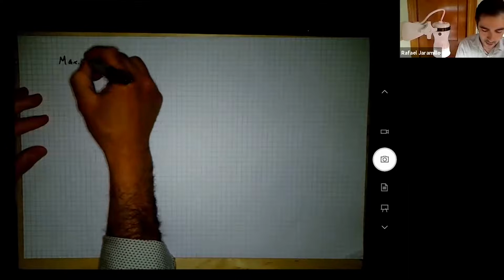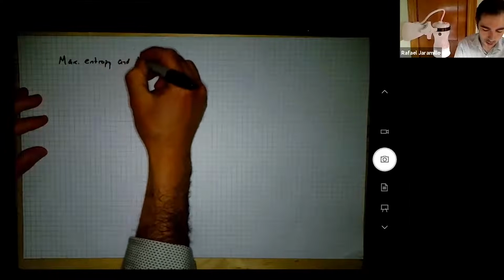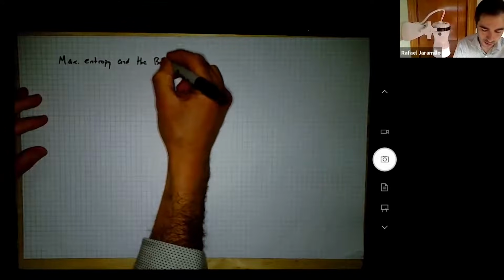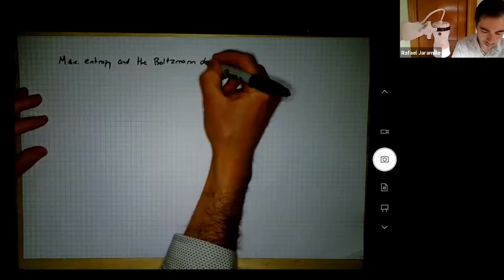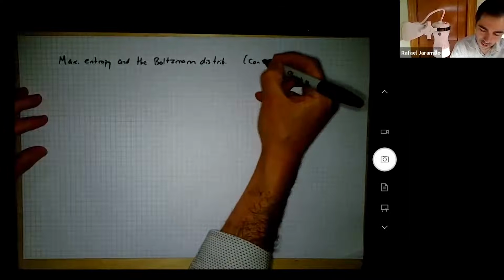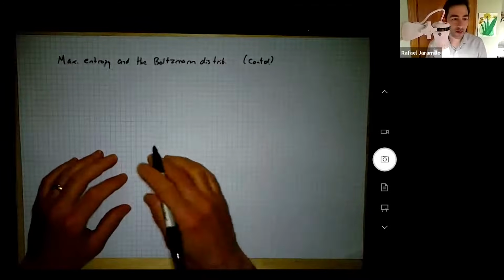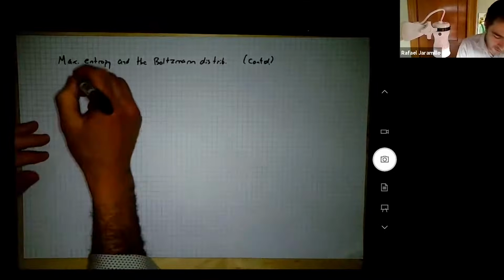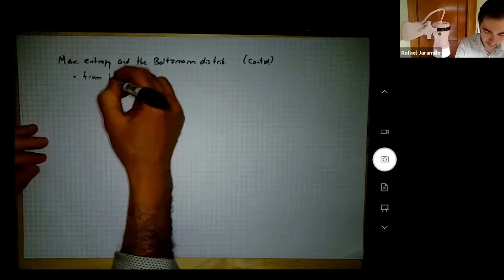Okay, so let's pick up where we left off. Max entropy and the Boltzmann distribution. And this is continued from last lecture. So I don't like to do this where I continue a derivation across two lectures, but that's how it broke.